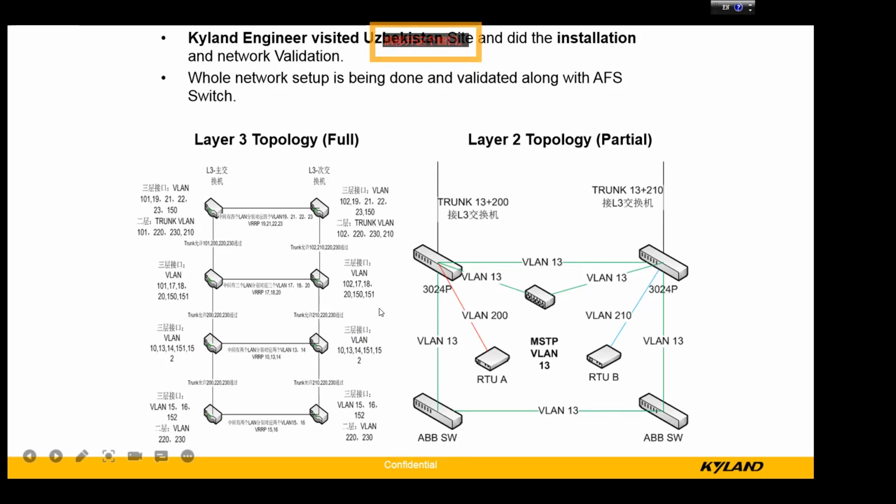You can see that the networks in this area are connected to these two layer 3 switches, and trunk different VLANs up to this redundancy group. And within these switches, they are all RSTP based redundancy, including the ABB switch. And we also finished the configuration on the ABB switch.